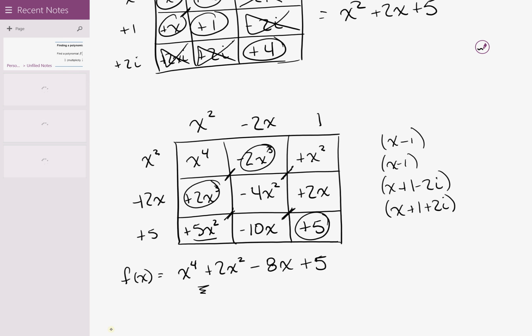So negative 1 minus 1 is negative 2, plus 1 minus 2i is negative 1 minus 2i, plus 1 plus 2i is 0. And if I multiply these together, I already know I get 5, because I did that right here. And multiply that by negative 1, negative 5 times positive 1 is positive 5. And that's what I have right here. So this is the product of the negative roots, and this is the sum of the negative roots.